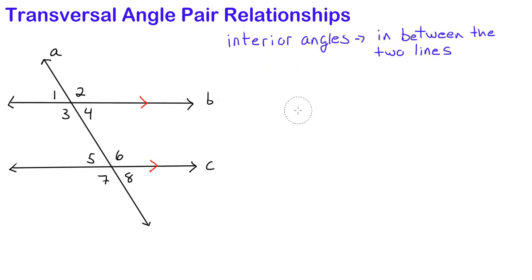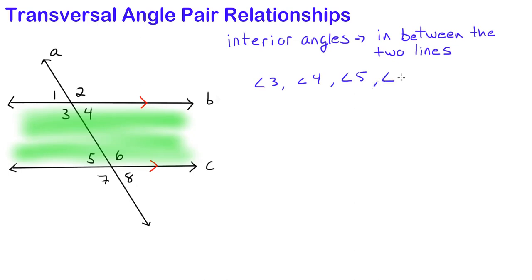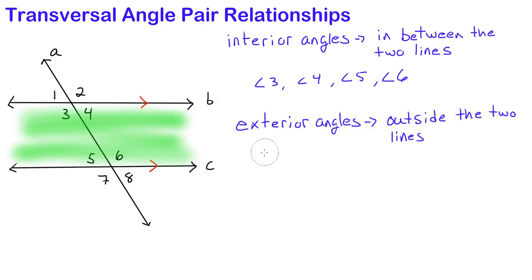All right, so interior angles are angles that lie in that region in between the two lines. So for example, this is the interior region here in this figure. And so our interior angles would be angle 3, angle 4, angle 5, and angle 6. Exterior angles are the angles that are in the region outside the two lines. So this would be the exterior region here.